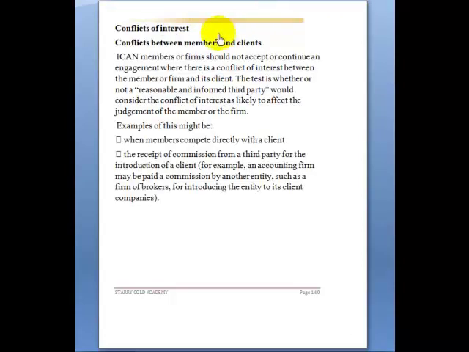Conflict of interest between members and clients should be avoided. You should not accept or continue an agreement where there is a conflict of interest between the member or firm and his client. This is not allowed. For example, when members compete directly with a client in the same line of business, or the receipt of commission from a third party for the introduction of a client, which we have said is not allowed.